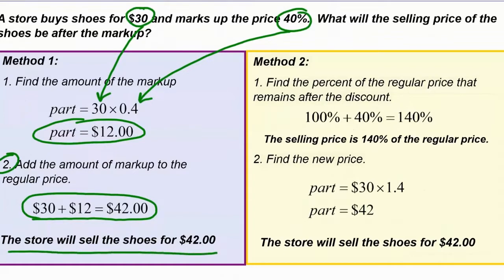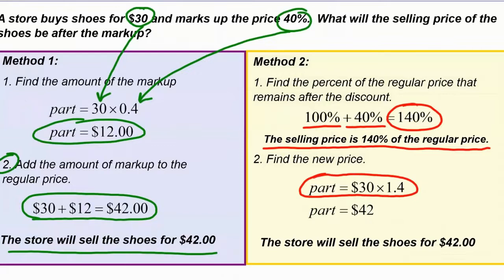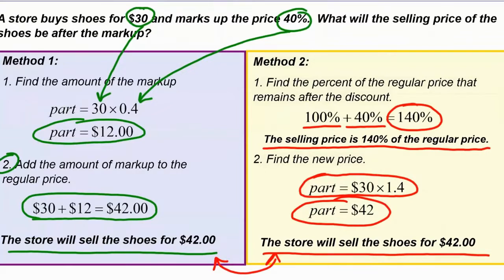Method 2, we're going to find the percent that the price is increased. So this was the regular price, 100%, and we're going to increase it by 40%. So we add those together. The final selling price is going to be 140% of what they bought them for. So the selling price is 140% of the regular price. So now we need to find 140% of the regular price. The regular price was $30. So we're going to find 140% of that. So 30 times 1.4, or 1.40, is $42. So the store will sell the shoes for $42. Again, it doesn't matter which method you use, you get the same one. So pick your favorite, and it doesn't matter.